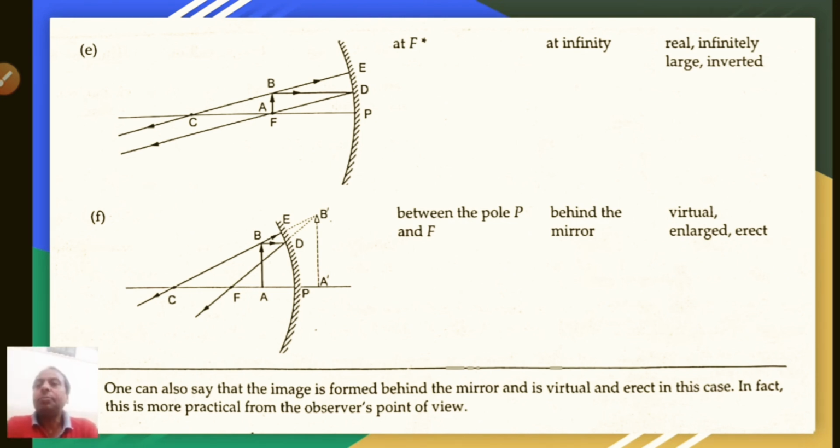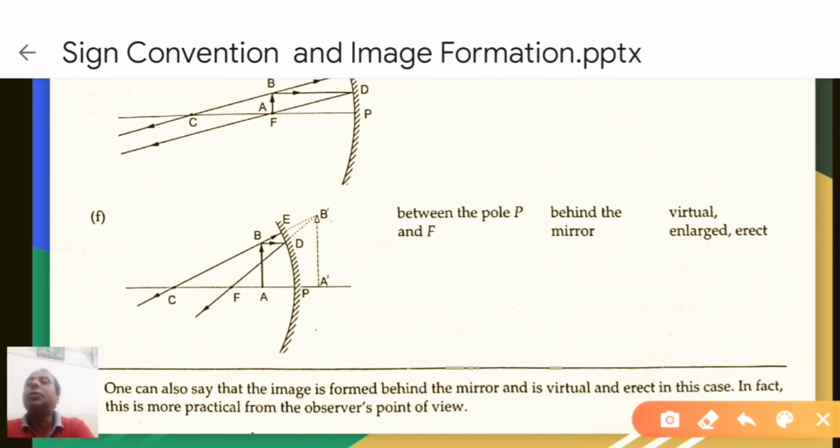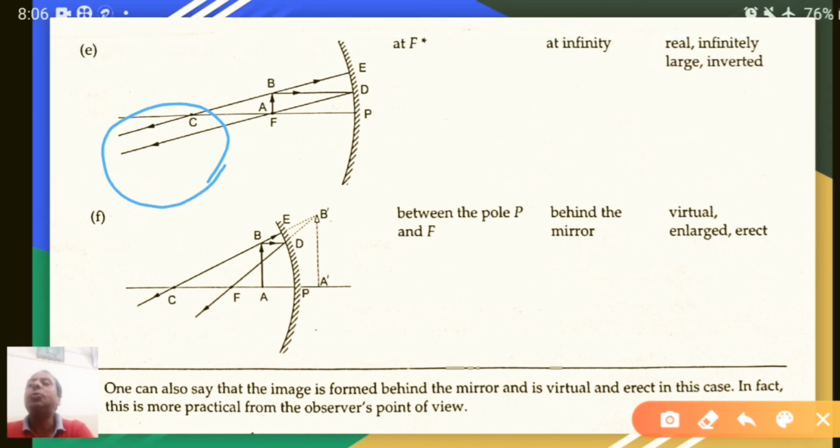Look at this figure. Two more object positions are still left for the concave mirror. When the object is at F, F means at focus, then what will be the nature of the image and where the image will be formed? When the object is at focus, the image will be formed at infinity, because in this situation you can see these two reflected rays. The parallel reflected rays, we assume that they will intersect each other at infinity. So the image is formed at infinity.